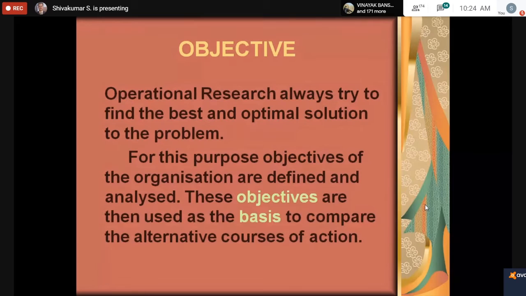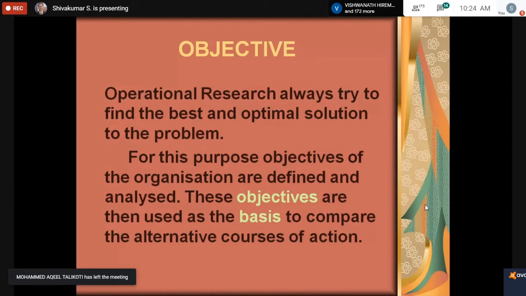When you start anything, what is the objective? What's the aim of this? Likewise, you're going to get to the objective. OR always tries to find the best and optimal solution for the problem. For this purpose, the objectives of the organization are defined and analyzed. It is very essential that it is objective oriented. Probably in M&E, maybe in fifth semester, you studied MBO, management by objectives, where we define the objectives and all efforts are directed to achieving them.